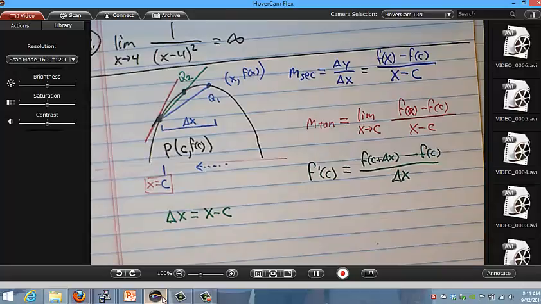And then you notice there's one other change I made. What's the other change that I made? C plus change in x. Yeah. I wrote c plus change of x instead of what? Last time I wrote x, right? Yeah. Now, are those the same?